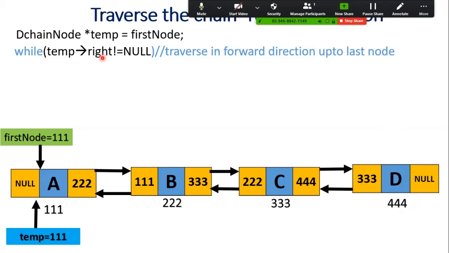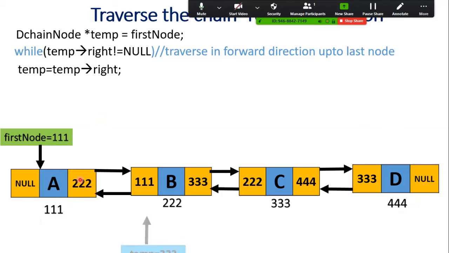In the previous case, I took temp is not equal to null. If that is the case, this pointer will exit from this chain. So in this case, while temp of right is not equal to null. Where the temp is pointing, that is the first node of this chain. Temp of right is 222, so temp of right is not equal to null. So temp equals temp of right. Temp of right is 222, temp becomes 222. It means that it is pointing to node B.